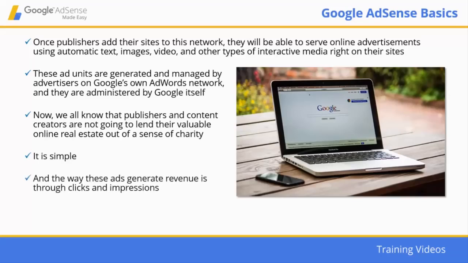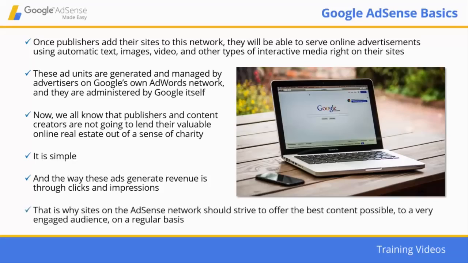And the way these ads generate revenue is through clicks and impressions. Per-click revenue is generated when a visitor clicks through an ad to visit the advertiser's site or landing page, and per-impression revenue is generated per every 1,000 impressions or views on an ad. That is why sites on the AdSense network should strive to offer the best content possible to a very engaged audience on a regular basis. Want to learn what some of the most awesome benefits of using AdSense for Business are? Then watch the following video to find out.